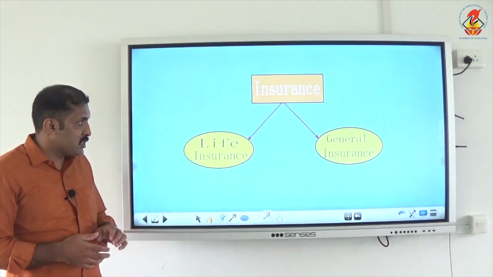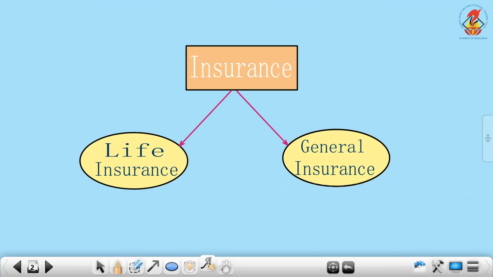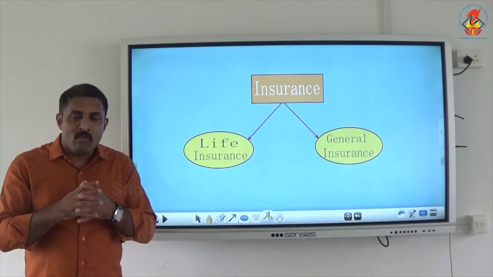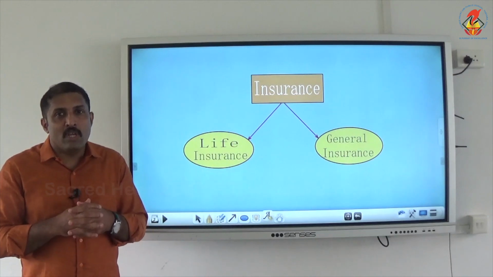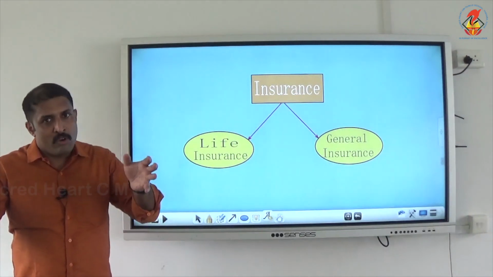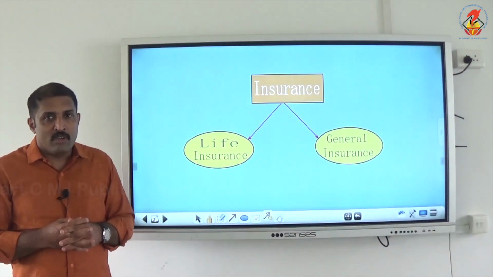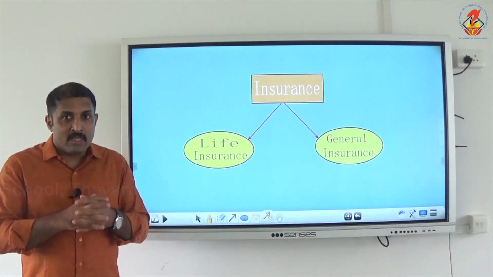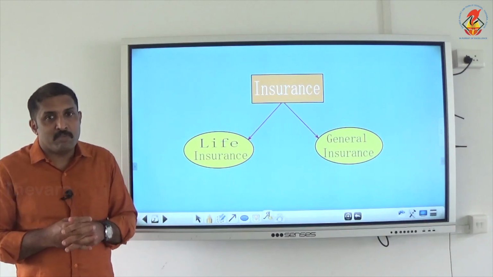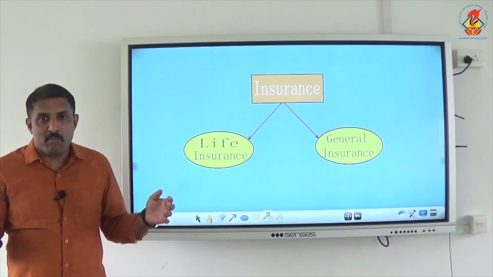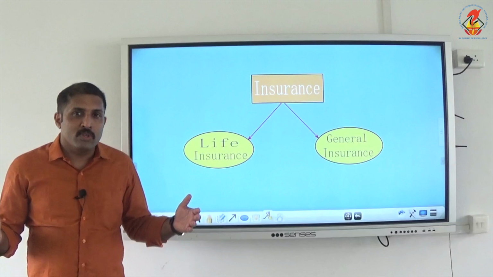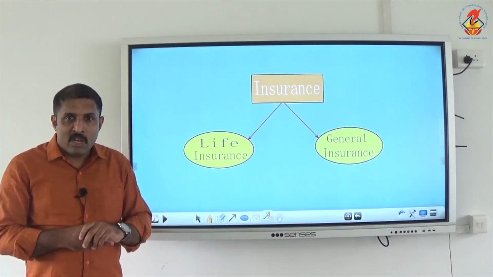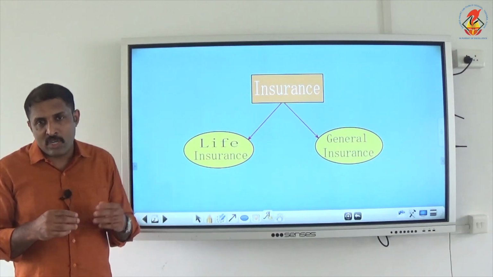Types of insurance. Insurance is an agreement whereby one party agrees to make good the loss happening to a subject matter for an amount received from the person who is insuring it. And there is subject matter. On the basis of subject matter, insurance can be classified broadly into two, that is life insurance and general insurance.